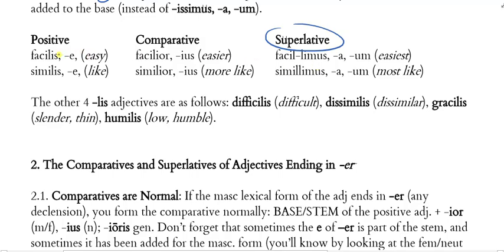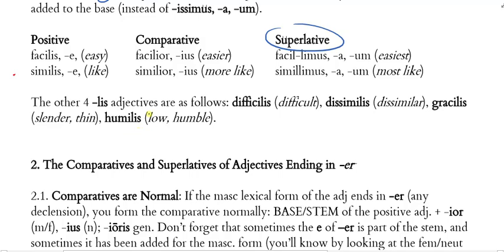And then I have similis and simile for like. Similior and similius, more like, is the comparative. That's normal. But the superlative is not similissimus, but simply simillimus. Simillimus, so most like. All right. So the other four -lis adjectives that follow this rather unusual pattern are difficilis for difficult, dissimilis for dissimilar, gracilis for slender or thin, and humilis for lower or humble.